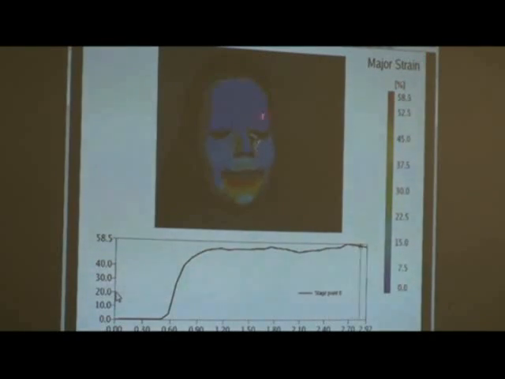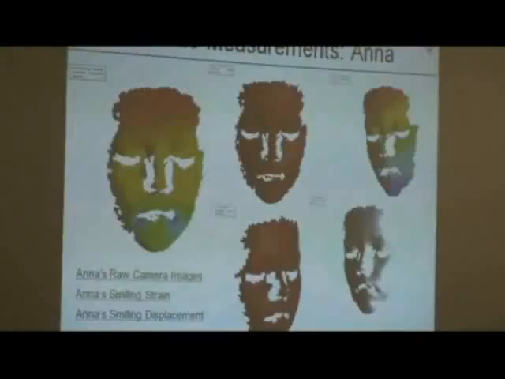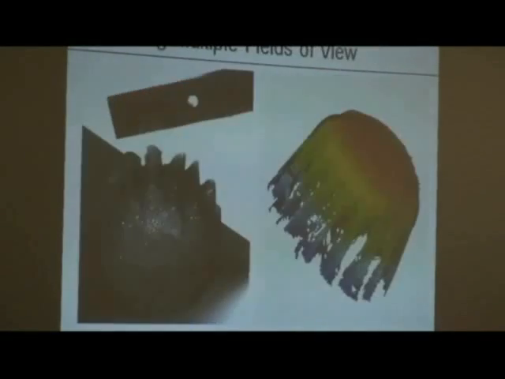Now the other thing I'll point out is this part right here on the left side of her nose. One camera can't see the left side of her nose and the other one can't see the right side of her nose. If you don't have both cameras seeing both parts of the image, then you can't get a measurement on that. That's one of the limitations of this technique. The camera has to be able to see both sides of the image.